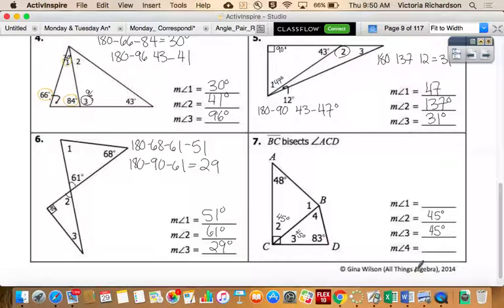And now we can use those numbers to figure out the rest. So when we subtract 180 minus 48 and 45, angle 1 is 87 degrees. So 180 minus 48 minus 45 equals 87. And we can find the other triangle. We have 180 minus 45 minus 83, which equals 52. And so the last triangle is 52 degrees.